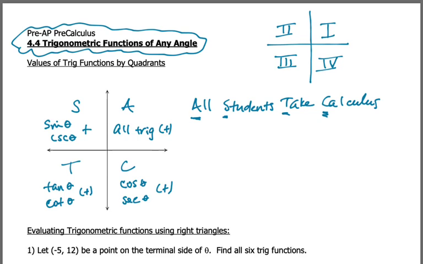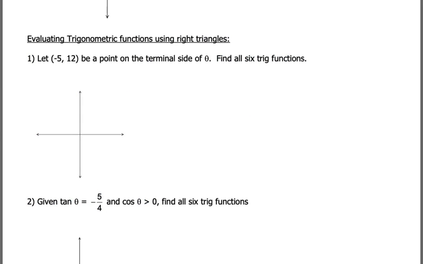Okay, so let's do a few examples just to help you understand that a little bit better. This first example has us plotting the ordered pair negative 5, 12. So negative 5 is over here, 12 is somewhere up here. So this is a point, and that point is on the terminal side of theta. So if you've got a terminal side for an angle, that point right there lies on that terminal side.